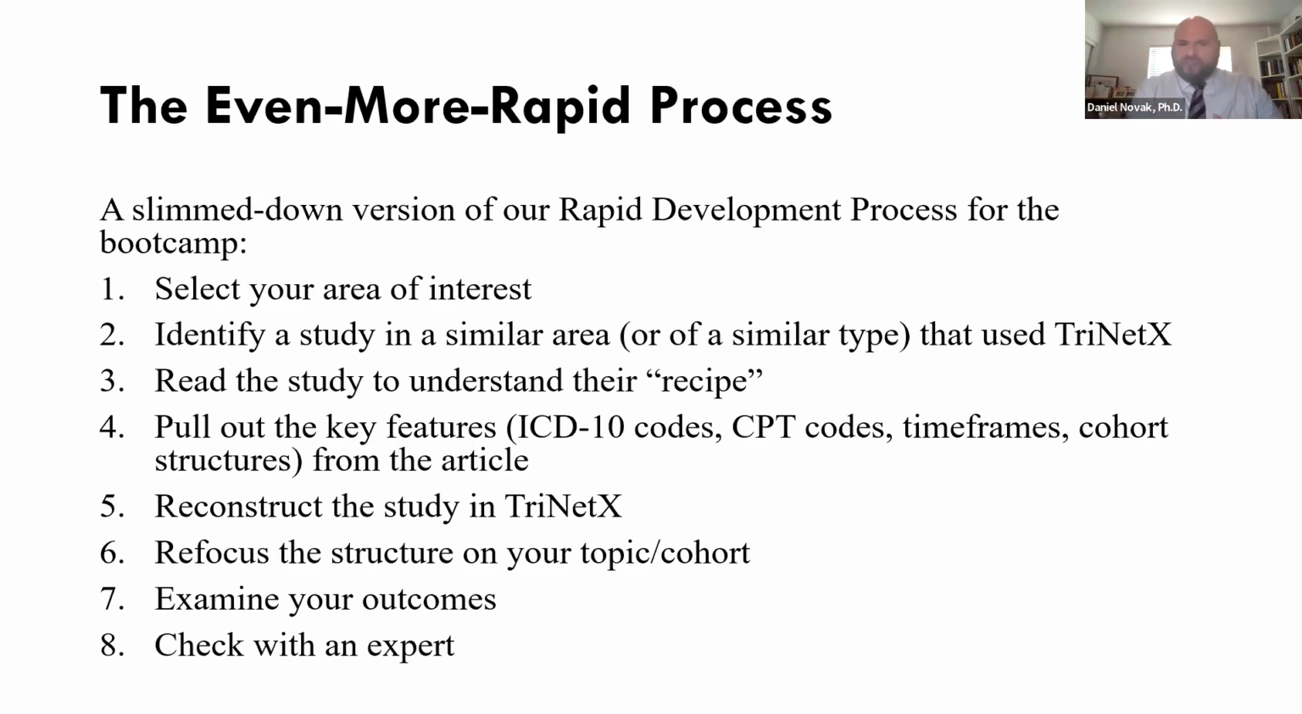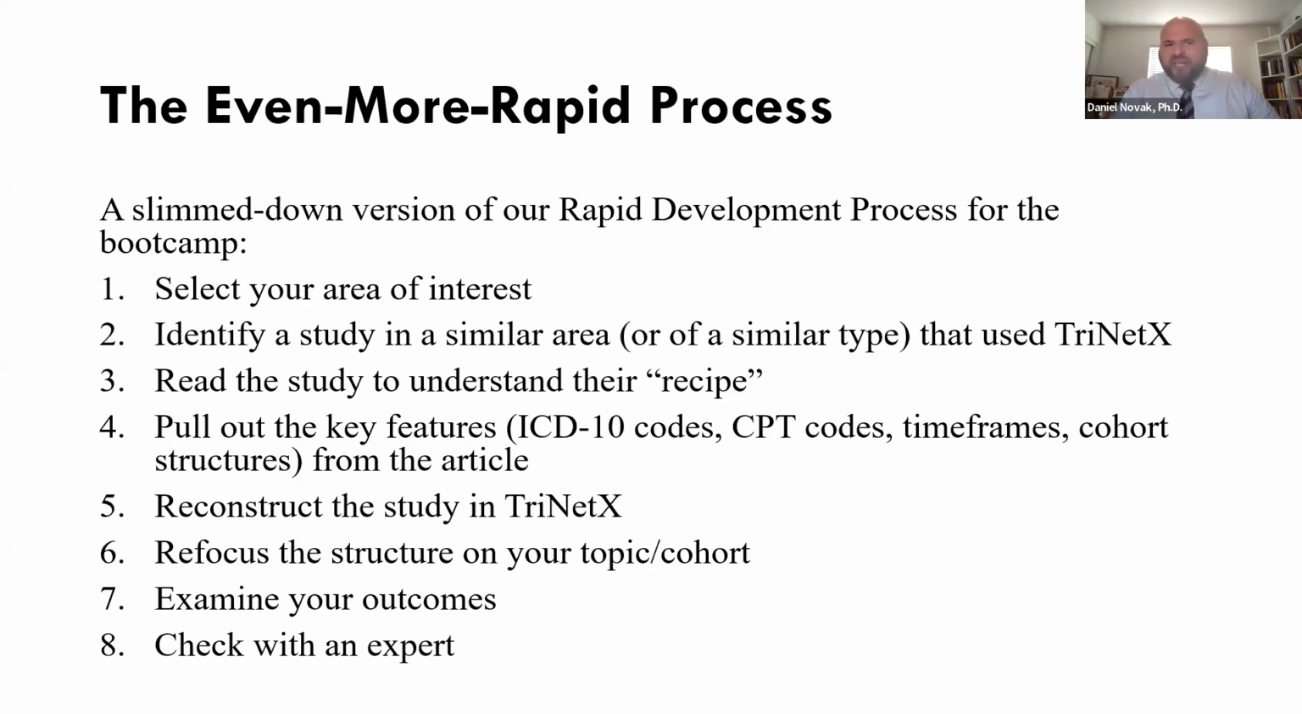So read the study thoroughly to understand their recipe, pull out key features, ICD-10 codes, CPT codes, time frame relationships, cohort structures. They'll tell you almost all of this in a good quality article. Reconstruct that study in TriNetX and refocus the structure on your topic and cohort that you're interested in. Maybe they looked at pediatrics and you're interested in geriatrics. Well, you can start with what they've developed and build from that to look at your outcome if that's something that's never been examined before. Then after that, check with an expert. If you are an expert, check with a colleague.